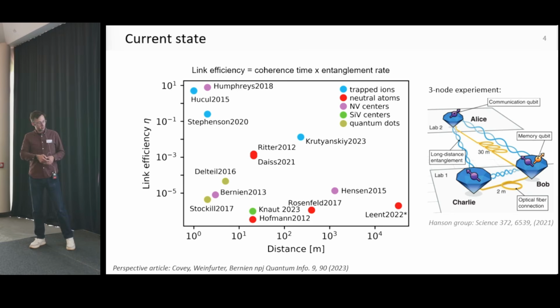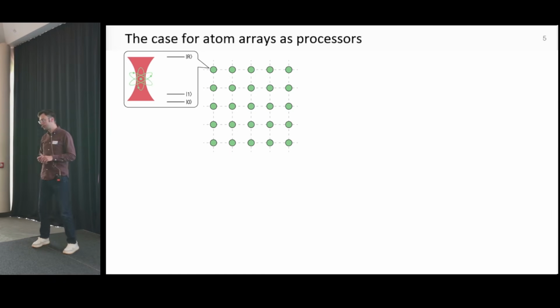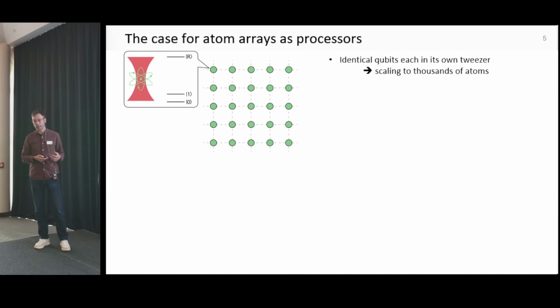Parallel to these developments, we have also seen the rise of these atom arrays. Misha Lukin talked about it, and we heard it multiple times. The ability to trap single atoms using optical tweezers is really compelling because you can trap many atoms.